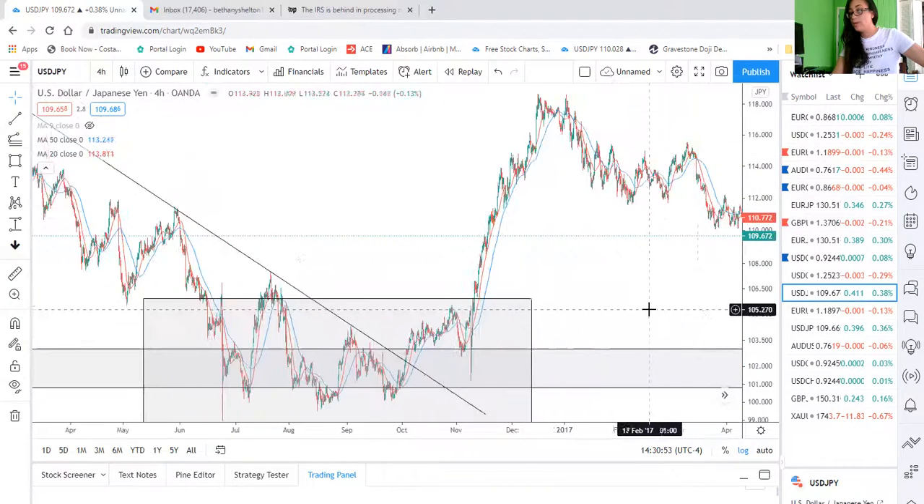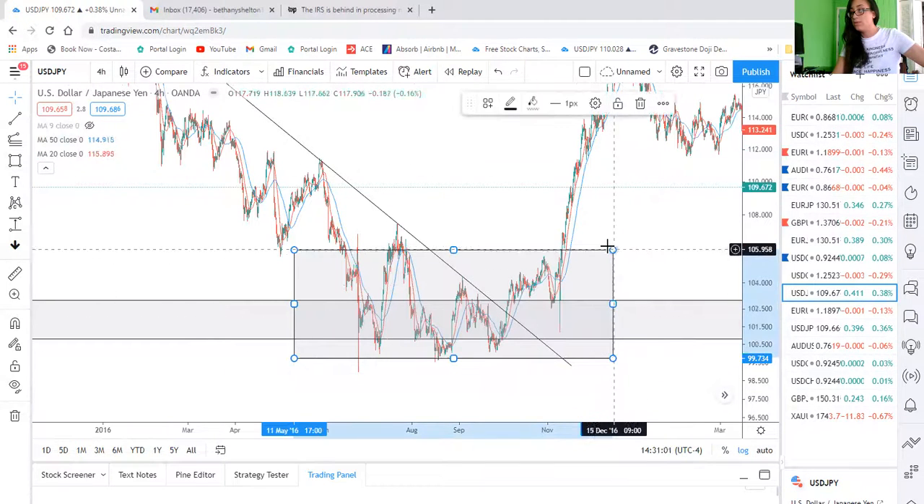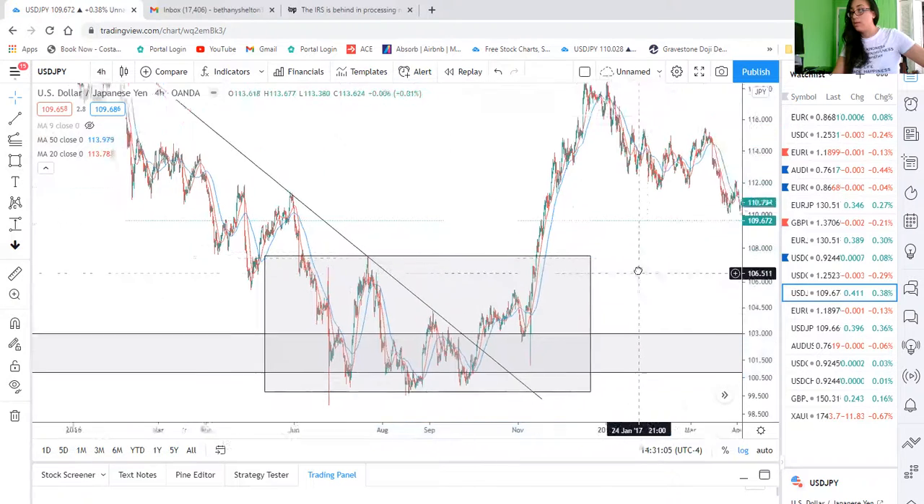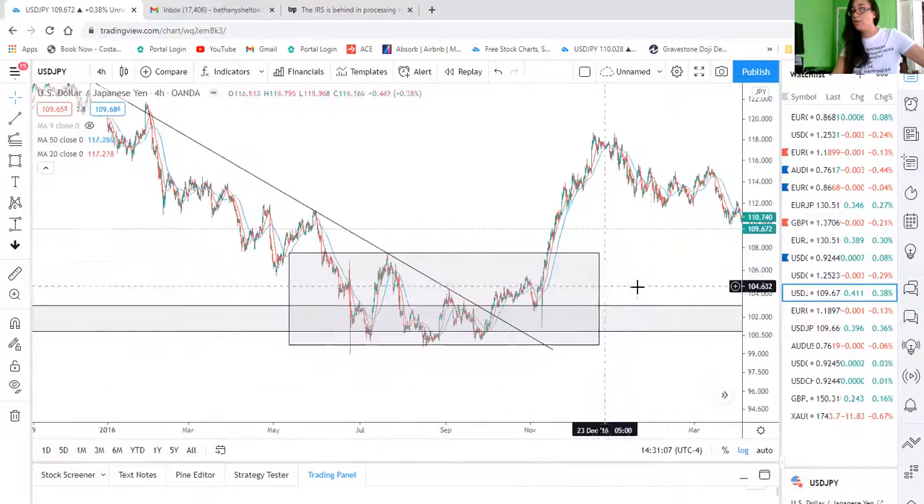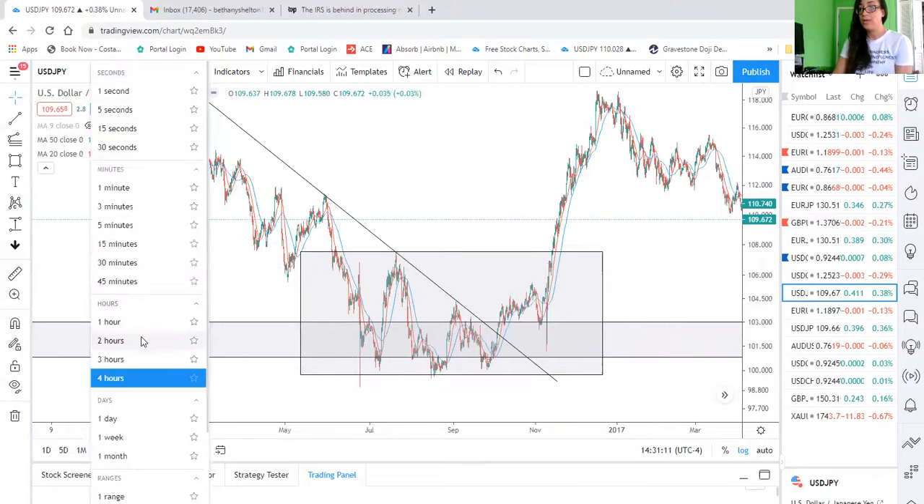And then you wait for it to break the trend line, but not only break the trend line, you have to also wait for it to break a level. So for instance, breaking this level right here, but we're on the 4 hour. So let's go down to the 1 hour and see what it looks like on the 1 hour chart.